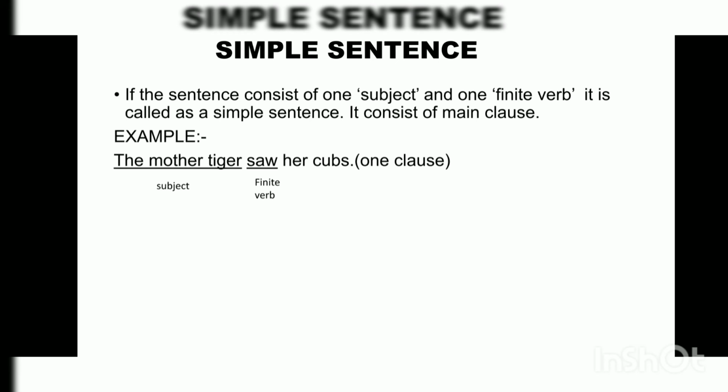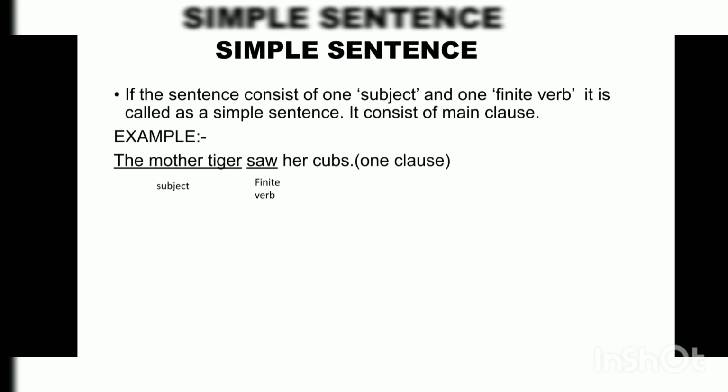Simple sentences are sentences that consist of one subject and one finite verb. Now finite verbs I have already told you and I'm not going to tell you again. If you want to understand clearly what finite verbs are, I can only advise you to go to the previous video and watch it, so that you don't get confused between what is a finite verb and what is a non-finite verb. In the previous video I have given you a detailed explanation of finite and non-finite verbs. Moving ahead, if a sentence consists of one subject and one finite verb, it is called a simple sentence. It consists of a main clause.